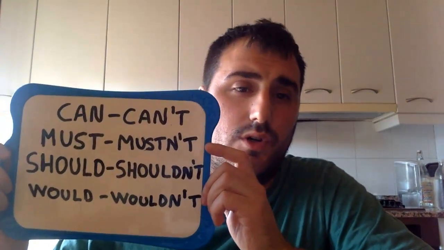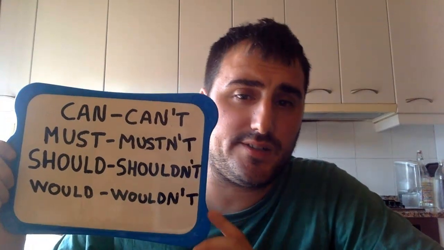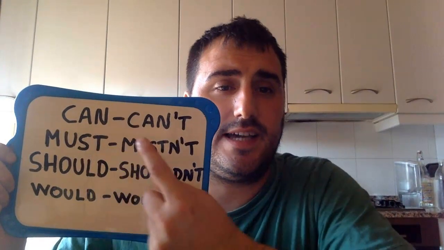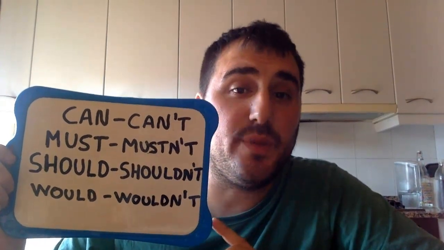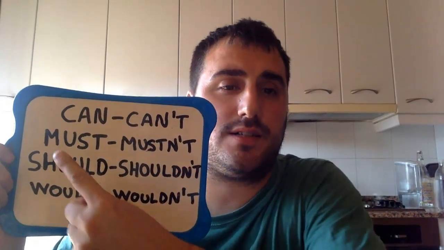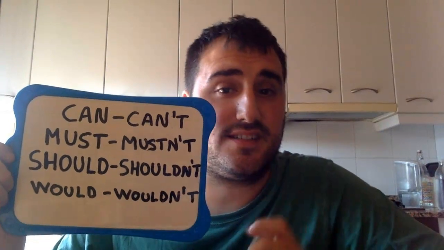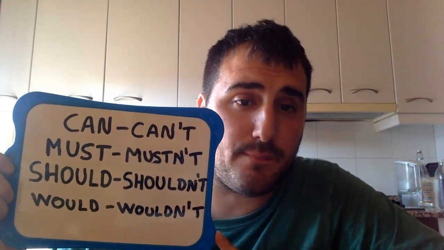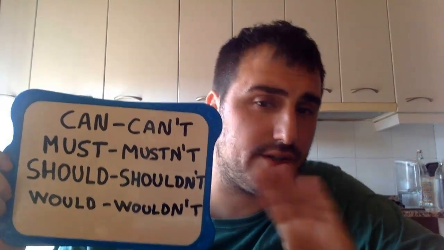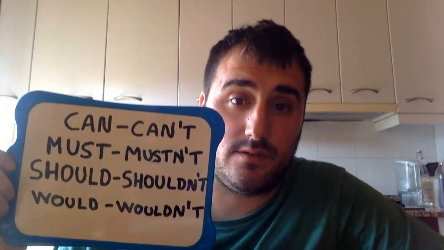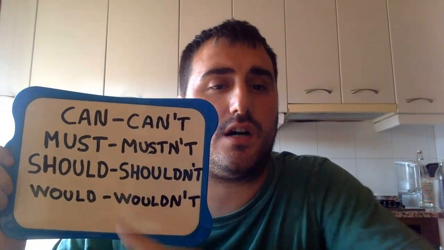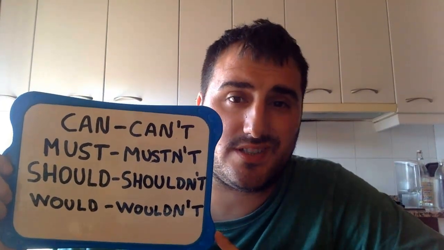We are going to work with these four pairs of modal verbs. All right, so we've got can and can't. They express permission or ability to do something. Then we've got must and mustn't. Must expresses obligation and mustn't expresses prohibition. Something is forbidden, something you cannot do because it's forbidden. Then we've got should and shouldn't. These are the modal verbs we use to express advice.